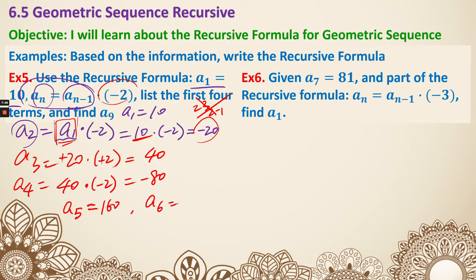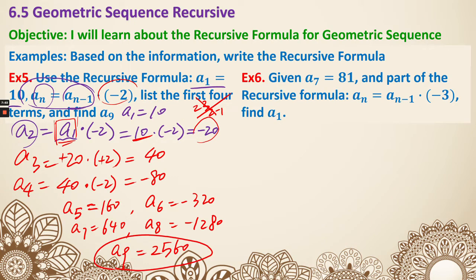a sub 6 is multiplied by another negative 2. That is negative 320. a sub 7 is going to be 640. a sub 8 is going to be negative 1,280. And lastly, a sub 9 is going to be 2,560. Now we have our a sub 9. Of course, this is a pretty redundant way to find that specific term. We will learn how to find the terms directly after you get back from the break.